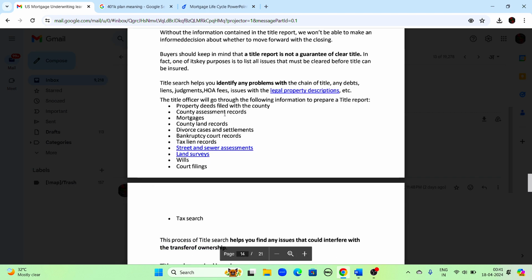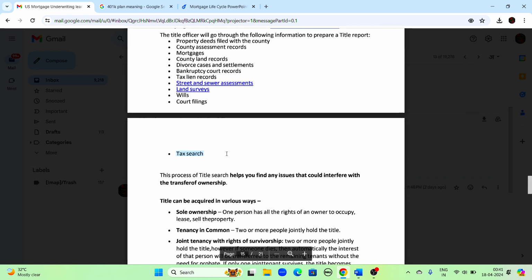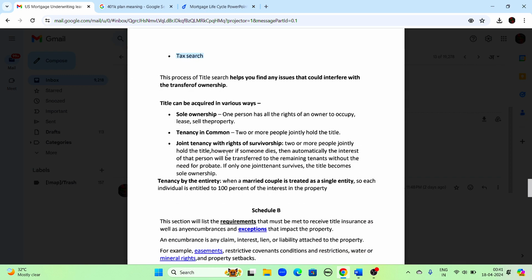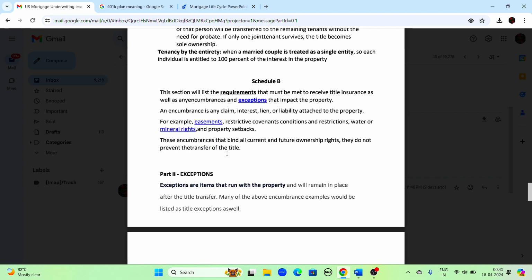The title officer will go through the below information to prepare a title report: property deeds filed with the county, county assessment records, mortgage and county land records, bankruptcy court records, tax lien records, court filings, tax search. Schedule B: this section will list the requirements that must be met to receive title insurance, as well as exceptions that can impact the property.